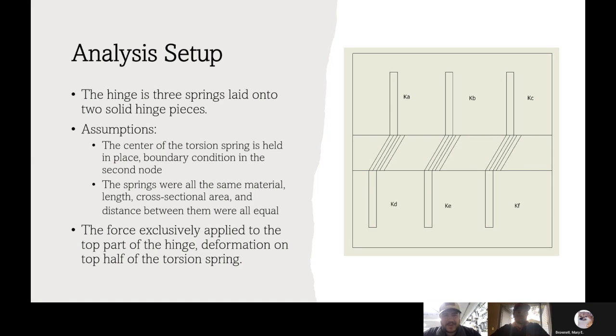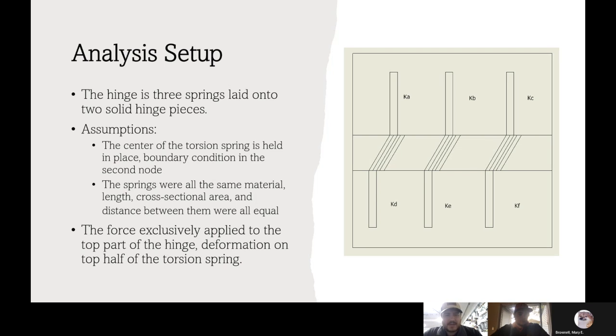So to begin our analysis, we had to do an actual setup for the model and make a bunch of assumptions. Our hinge is basically 3 springs laid out onto 2 solid hinge pieces. Some of the assumptions that we made was that the center of the torsion springs is held in place as stationary. That's going to be one of the boundary conditions that we had to consider, and that'll be our second node. So the first node's at the top, second node's in the middle.